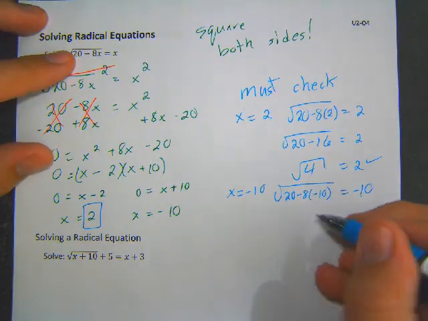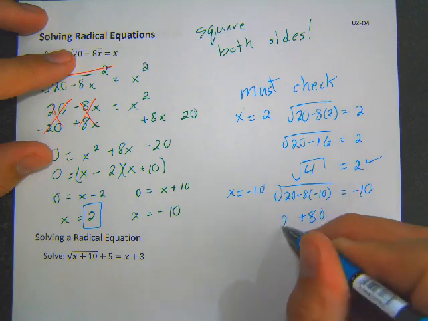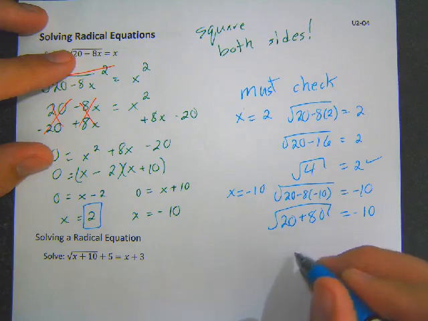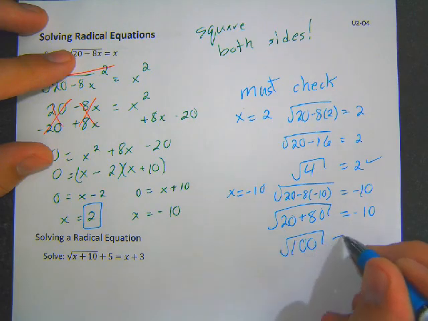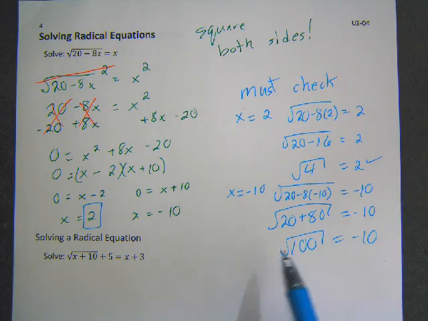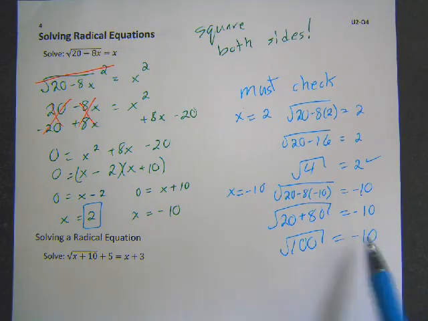Well, 8 times 10 is 80, and the negative negative makes it positive. So we end up with the square root of 20 plus 80 equals negative 10. And 20 plus 80 is 100, and the square root of 100 is equal to negative 10. You say, well, does that work? Square root of 100 is 10, and it doesn't work, because remember that this square root symbol only asks for the positive answer, and this is the negative answer. If you want a negative 10, you'd have to have a minus in front of here. So this actually does not work.